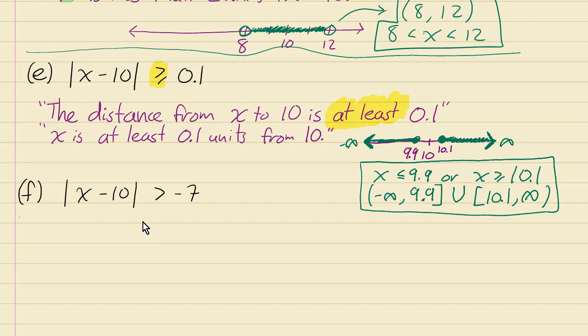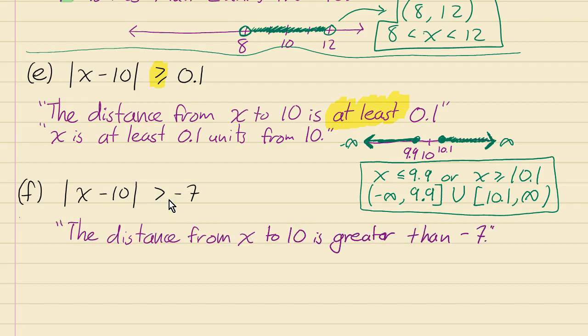How about this one? The absolute value of x minus 10 is at least negative 7. Or sorry, it is greater than negative 7, not quite at least. To write this in English, the distance from x to 10 is greater than negative 7. If we draw this on a number line, here's a line, sort of. Let's say here's 10. If you take any value of x and plug it into this, you're going to get a positive result on the left side.